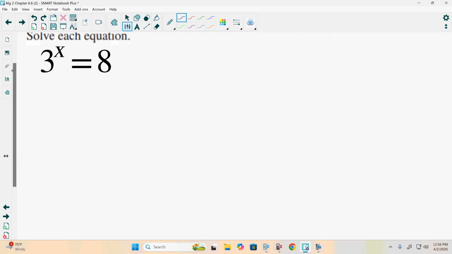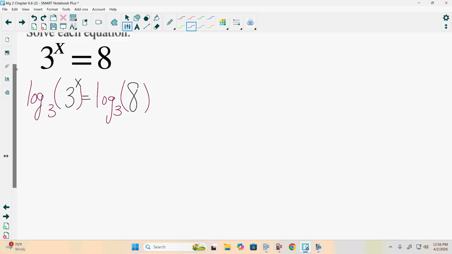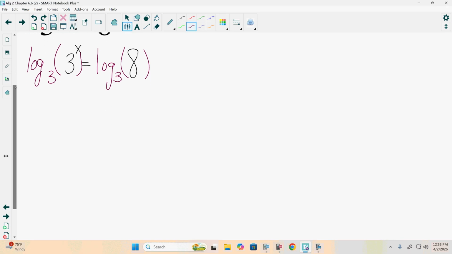3 to the x is equal to 8. Do we have one term on either side? Well, yeah, we have 3 to the x. That term's on one side. We have 8 on the other. Since we do have one term on either side, we can apply log to both sides. And I'm going to use log because the base we're using is not e. But what base do we need to apply to both sides? 3. We're going to apply log base 3.